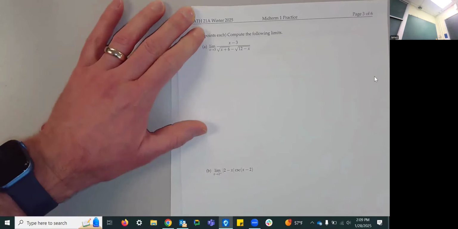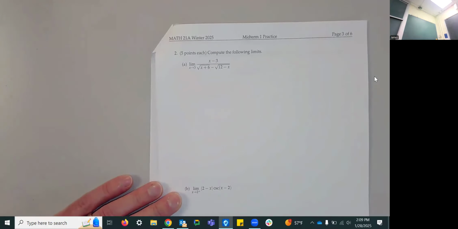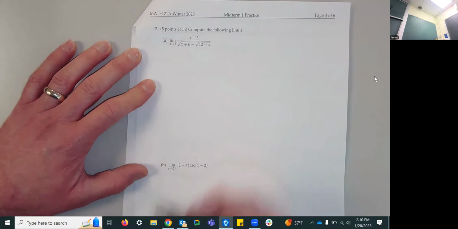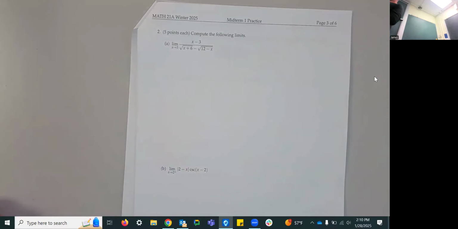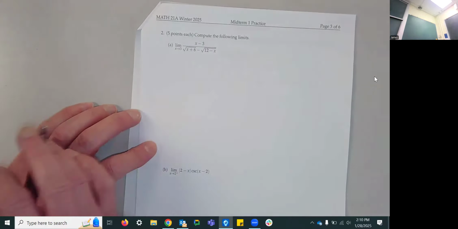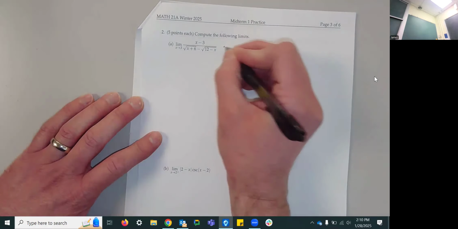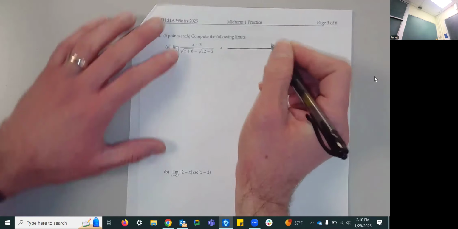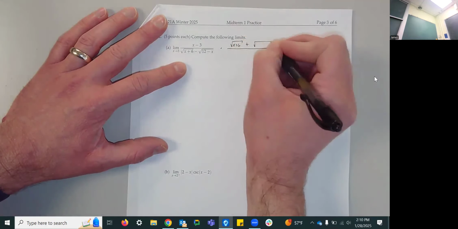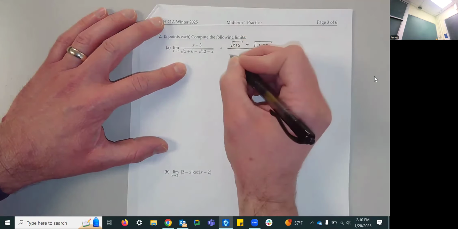All right, let's look at some limits over here. Still not the nicest looking thing ever. The limit as x approaches 3 of (x minus 3) over (root of x plus 6 minus root of 12 minus x). If we plug in 3, it's probably going to be 0 over 0. 0 on top, 3 minus 3, yep, 0 over 0. So we're going to multiply by the conjugate: the square root of x plus 6 plus the square root of 12 minus x, over the same thing.